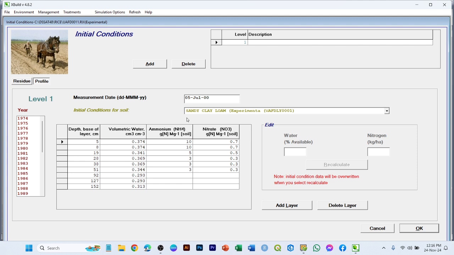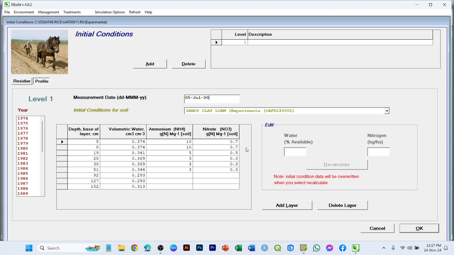July 5, 2000, these experiments were conducted. Okay, the initial condition for soil is the same one that we showed on the last slide. You just have to select the soil that you have created. Then on the left side, that is the year when you conducted the experiment.